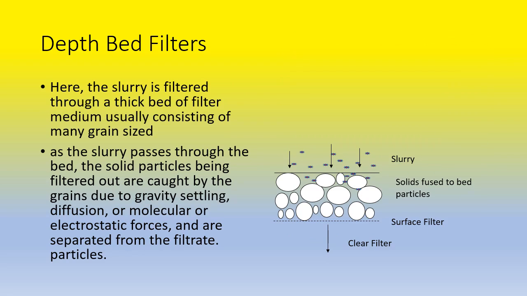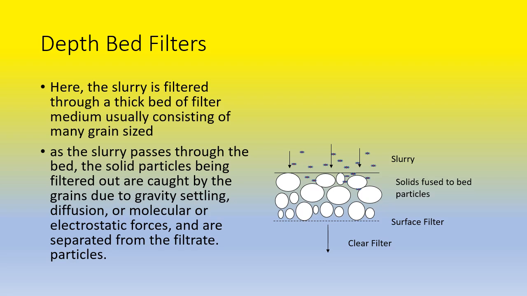Depth bed filters. So in a depth bed filter, the slurry is filtered through a thick bed of filter medium, usually consisting of many grain-sized particles. As the slurry passes through the bed, the solid particles being filtered out are caught by the grains due to gravity settling, diffusion, or molecular or electrostatic forces, and are separated from the filtrate particles.